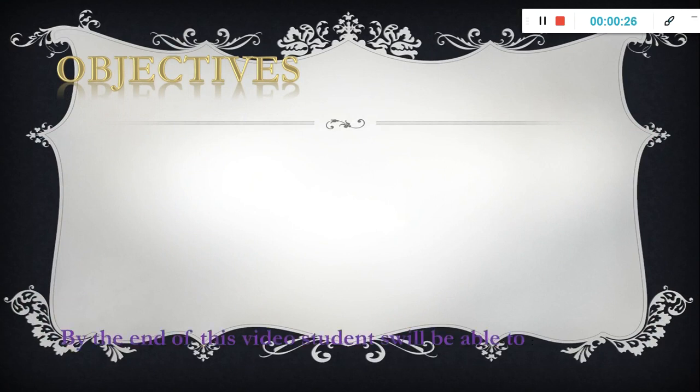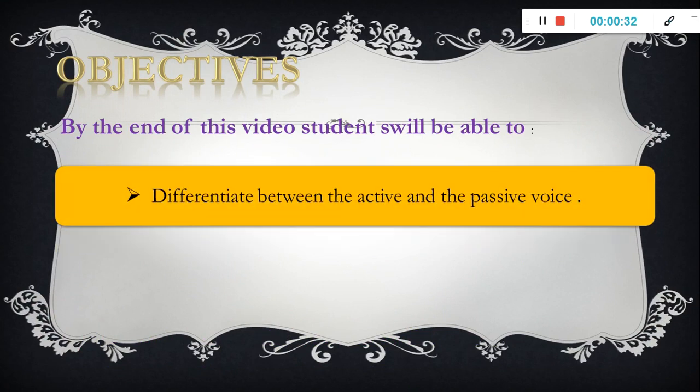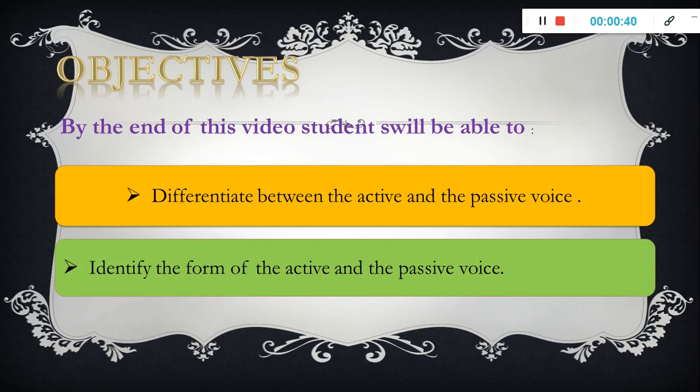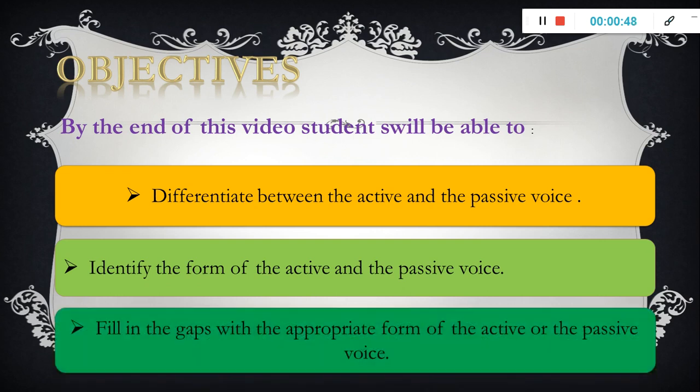So, we have some objectives to achieve today. What are our objectives? By the end of this video, you will be able to differentiate between the active and the passive voice. Identify the form of the active and the passive voice. Fill in the gaps with the appropriate form of the active and passive voice.